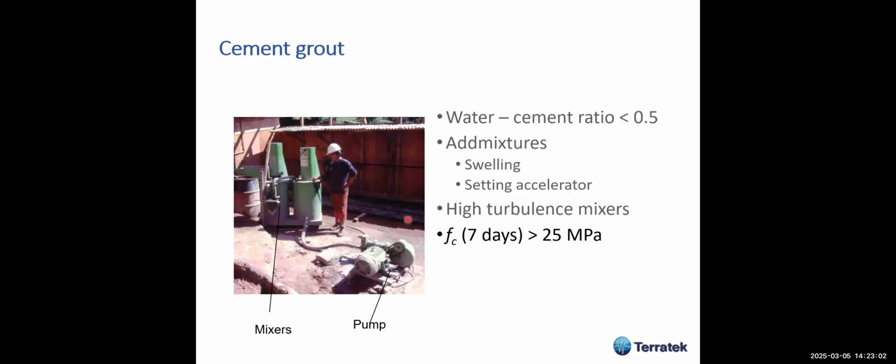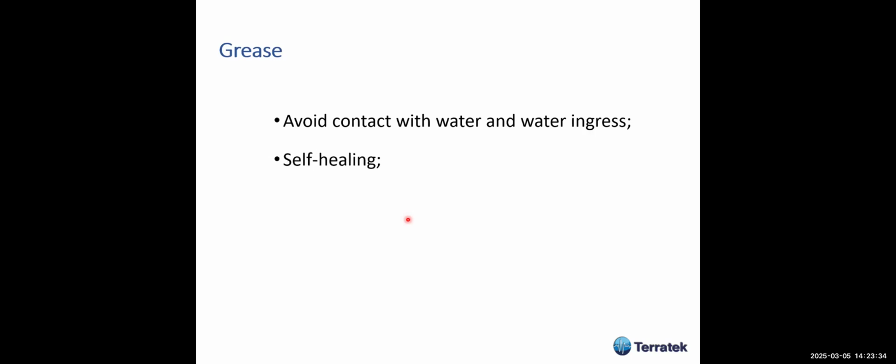And usually what we require from the grout is to have a 7-day confined strength larger than 25 megapascal. This is the most important attribute, okay? And also grease, we have to use grease for the unbonded length, the free length. What's grease for? To avoid contact with water and water ingress, self-healing, thixotropic, and microbiologically active resistance.